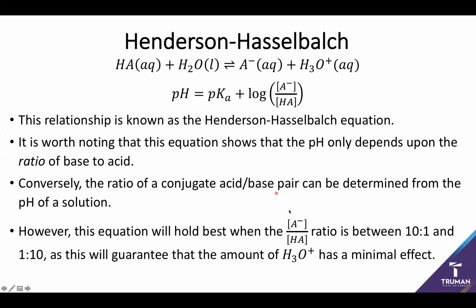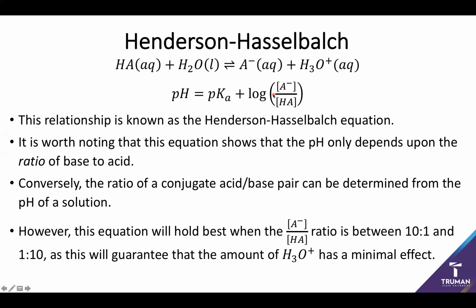It's going to hold the best as long as this ratio is essentially between 10 to 1 acid to base and 1 to 10 base to acid. So again, as long as this ratio is essentially in between 0.1 and 10, this equation holds fairly well. And it will even hold decently well for about 1 to 100 and 100 to 1. The issue is, past this point, we run into problems with the fact that we assume that the amount of hydronium released or consumed was fairly low.